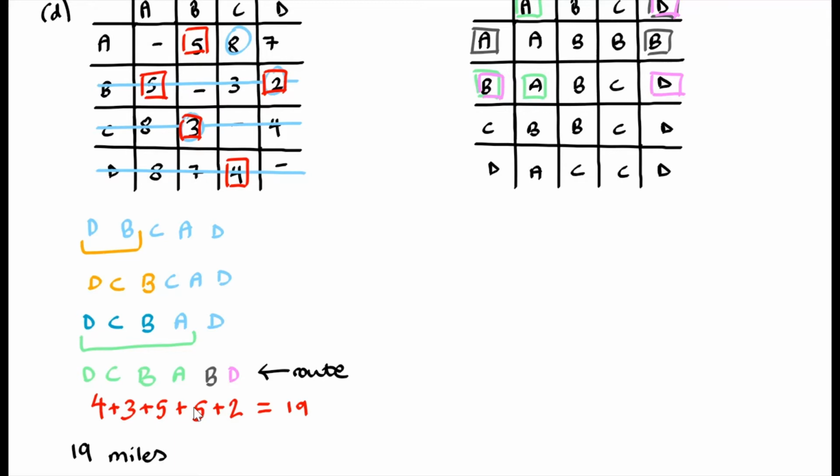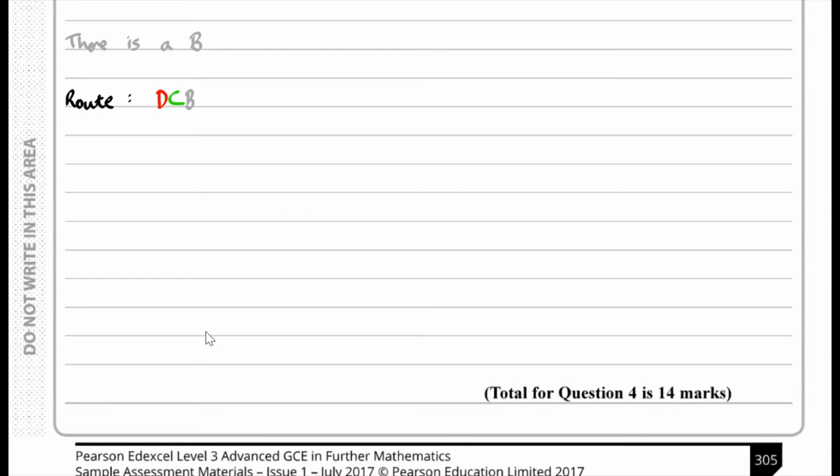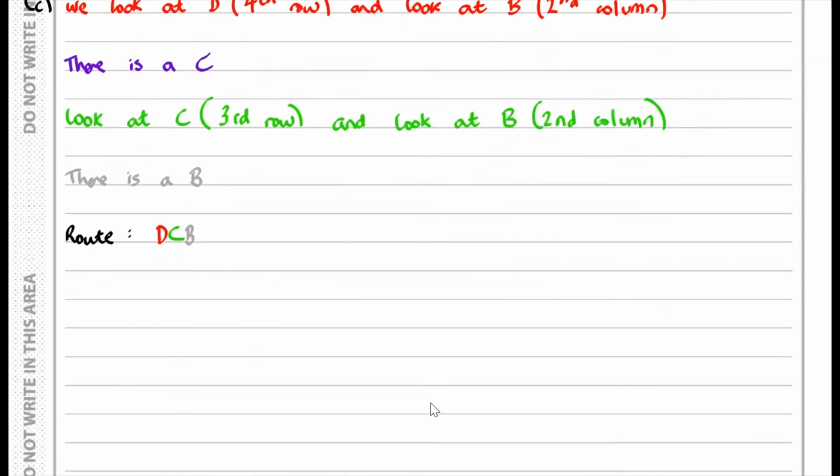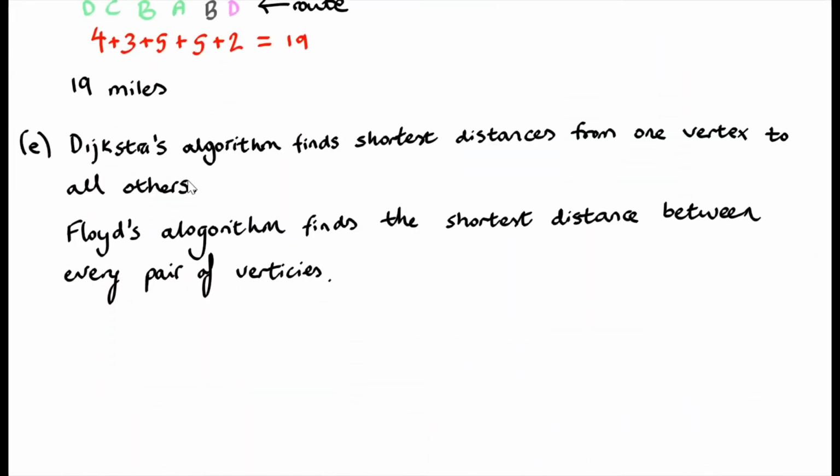Okay, and now for part E, if we take a look at part E. Floyd's algorithm and Dijkstra's algorithm are applied to a network. Each will find the shortest distance between vertices of the network, and we have to describe how the results of these algorithms differ. It's a fairly standard explanation in that Dijkstra's algorithm finds the shortest distances from one vertex to all others. So I think that's worth highlighting. We're going from one vertex to all others.